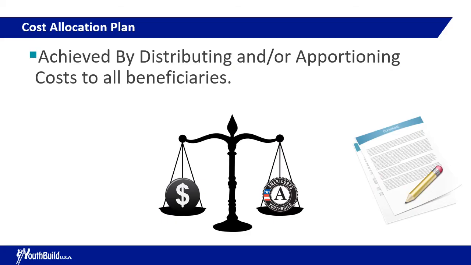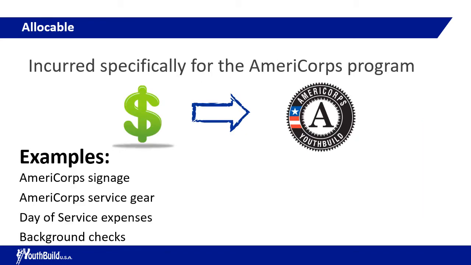Next is allocable. An AmeriCorps program should have a cost allocation plan, which details how you determine the allocation of costs amongst various funding sources. If you do not have a written cost allocation plan, then you might be asked to describe how these costs are being allocated. Some of the expenses you incur may be entirely and specifically for AmeriCorps, since AmeriCorps is the only beneficiary. Examples of these include AmeriCorps signage, service gear, day of service expenses, and background checks.